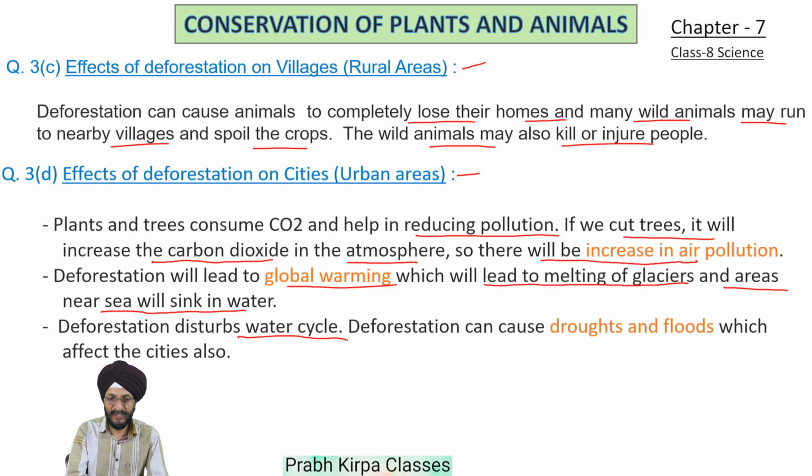Deforestation disturbs the water cycle. Deforestation can cause droughts and floods which affect the cities also. It is also possible that wild animals may come into the cities, which may result in human and wildlife conflict.